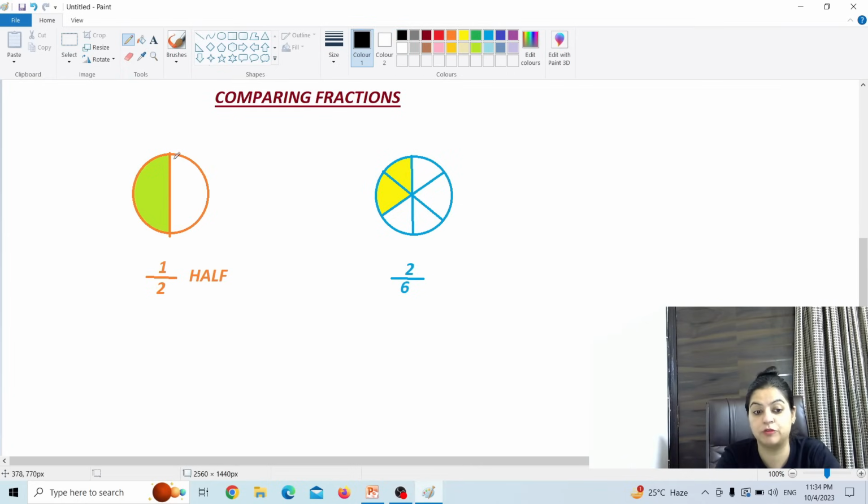In which pizza you are getting more part to eat? Look very, very carefully. In the first pizza, you are getting half of the pizza. In the second, you are getting this part. That means, which one is greater? Half is greater than 2/6.